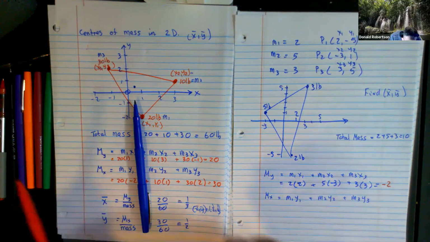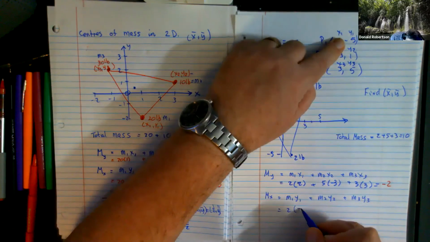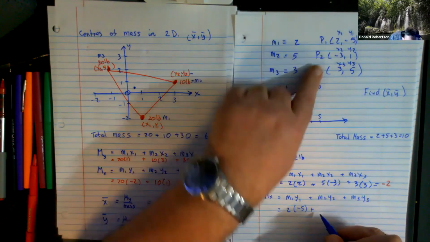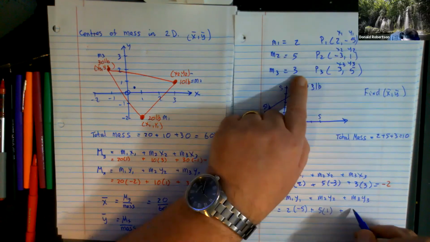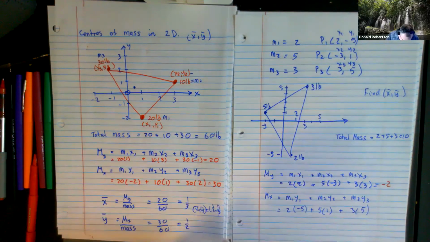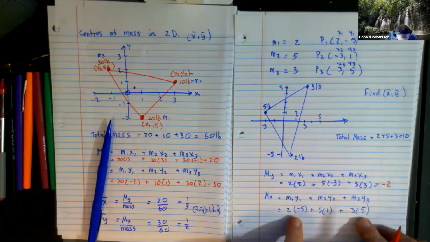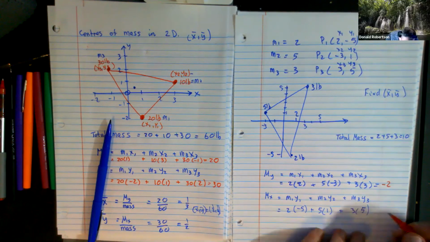And then if you do this one, it's going to be 2 times the y value -5, plus 5 times the y value of 1, plus 3 with the y value 5. In this case, 15 take away, or 20 take away 10, you get 10.